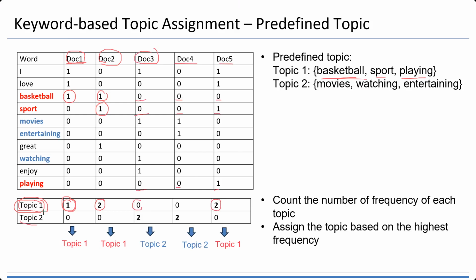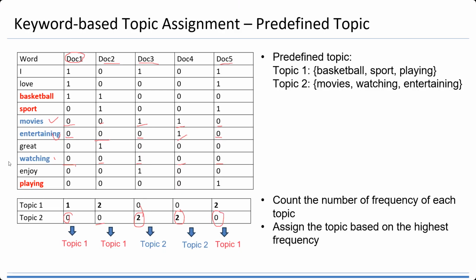Now let's see topic two. Again, we check the blue color. For document one, 0, 0, 0, then 0. For document two, 0, 0, 0, then 0. For document three, we have 1, 0, 1, so there are 2. For document 4, we have 1, 1, 0, so there are 2. And for document 5, we have 0, 0, 0, so 0.